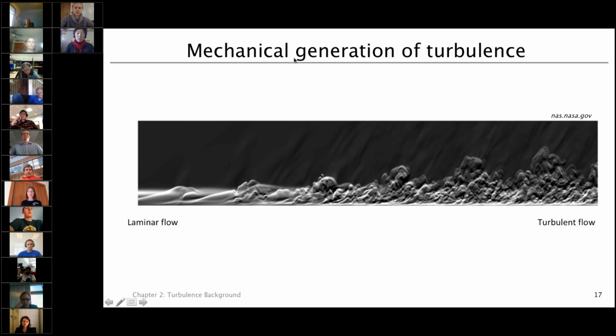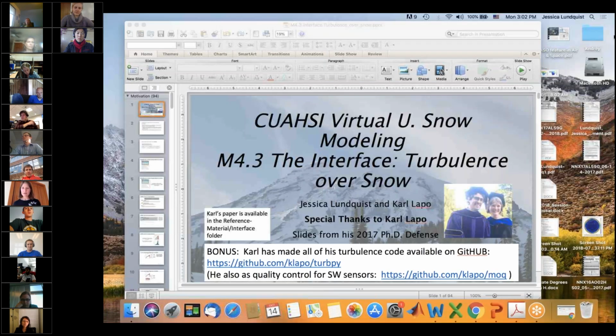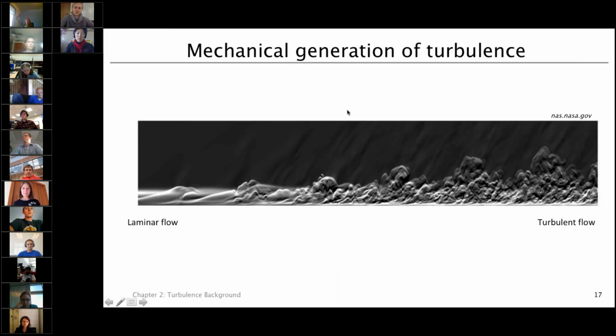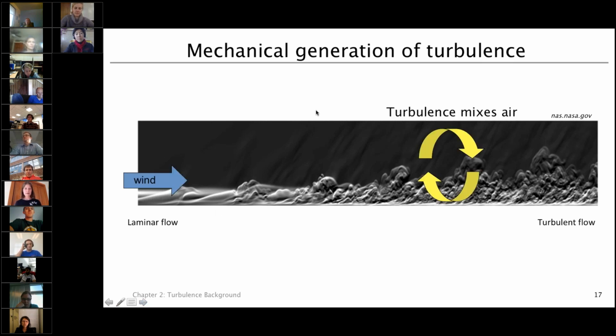So hopefully at some point in your physics class, you saw some kind of picture that looked like this one up here. You can see laminar flow on the left evolving towards turbulent flow, right? These are eddies of motion from blowing some wind over a surface. You just get a bunch of mixing, of turbulence. You'll also see it if you put milk in your coffee, and lots of other fun things you can do in fluid mechanics. All right, so we've got wind, and down here, turbulence is mixing the air, right?